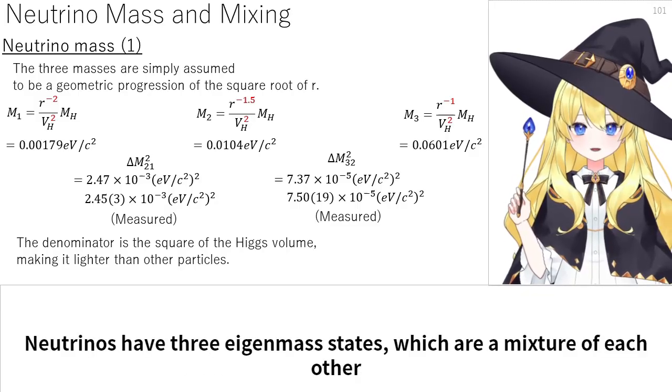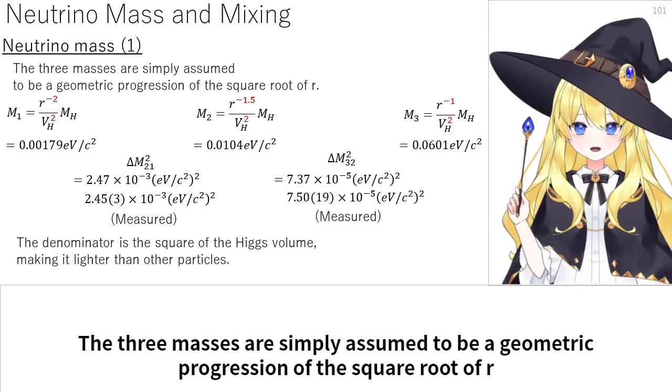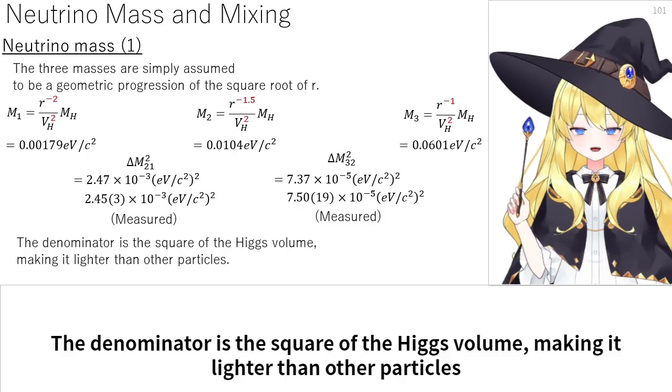Neutrinos have 3 eigenmass states, which are a mixture of each other. Only the square of the mass difference has been measured. The 3 masses are simply assumed to be a geometric progression of the square root of r. This matches the measured values within the measurement error range. The denominator is the square of the Higgs volume, making it lighter than other particles.